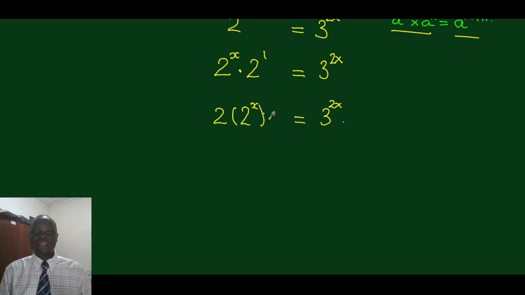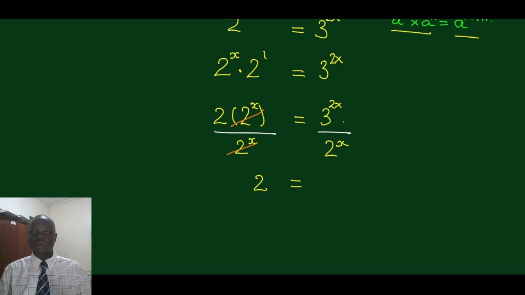Having done this, since our goal is to make sure that x is in one location, we can divide both sides of this expression by 2 raised to the power x. Let's do that. So here we'll say divided by 2 to the power of x, also the same thing on the right hand side. And quickly we can cancel this from the left hand side. We're left only with 2 equals.